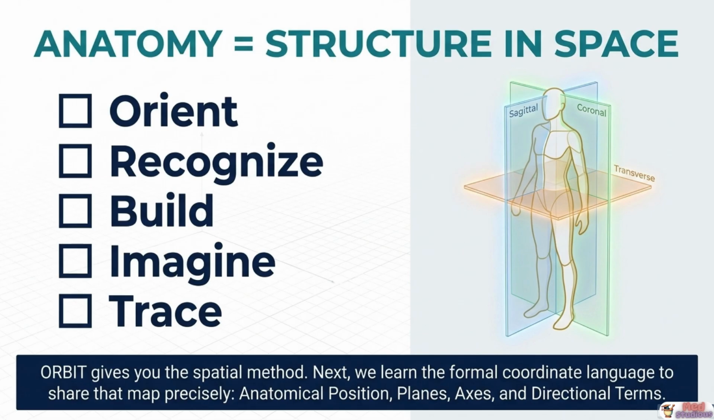The next lesson gives us the formal language for this map: anatomical position, planes, axes, and directional terms. Those words are not vocabulary for vocabulary's sake. They are the coordinate system that lets us describe 3-dimensional relationships precisely. Before you leave, say orbit once from memory. Then move directly to video 02 and learn the language that makes the map shareable.